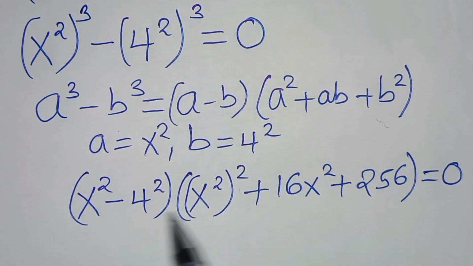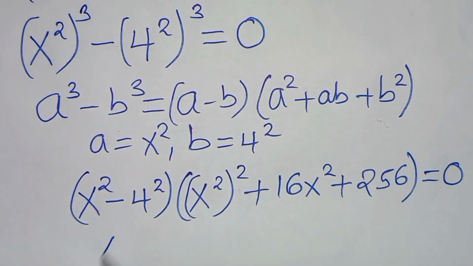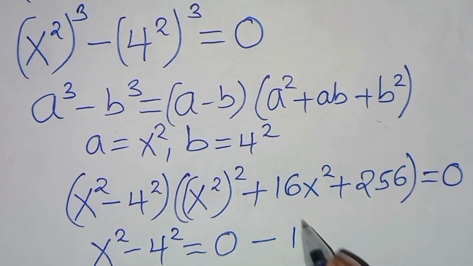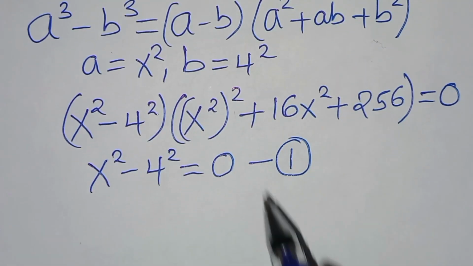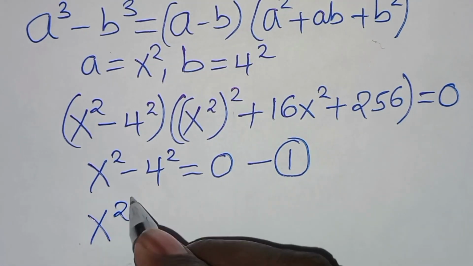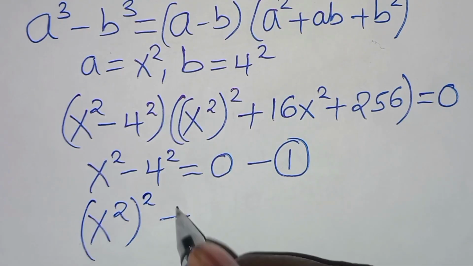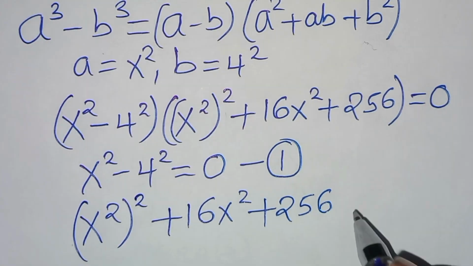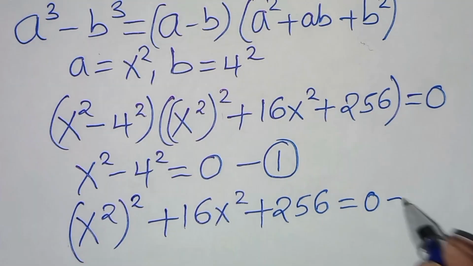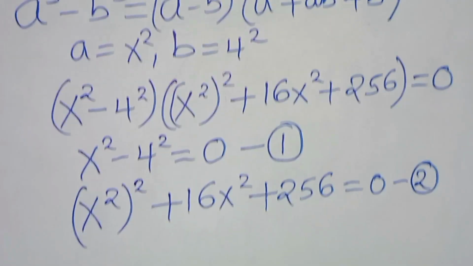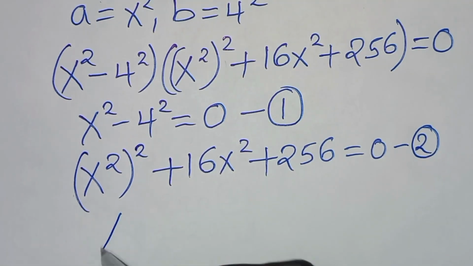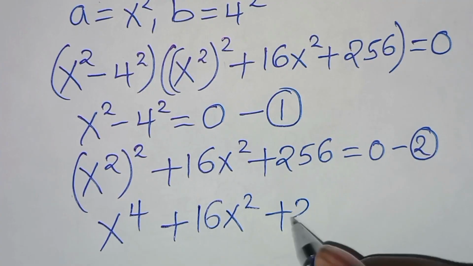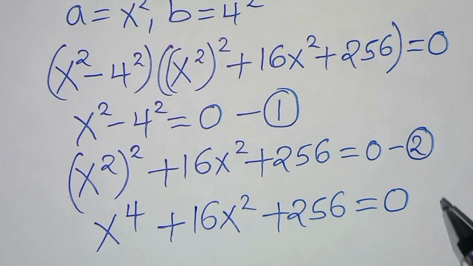The next step is that we have two parts here. The first part is x squared minus 4 squared, which is equal to 0. Let's call this equation 1. The second part here, we have x to the power 2 raised to the power 2, then plus 16x squared plus 256. This is equal to 0. Let's call this equation 2. Now, this is the same thing as x to the power 4 plus 16x squared plus 256. This is equal to 0.